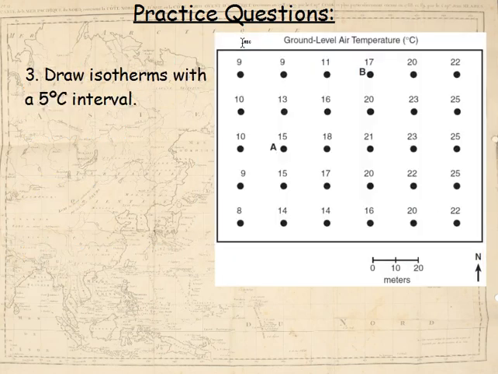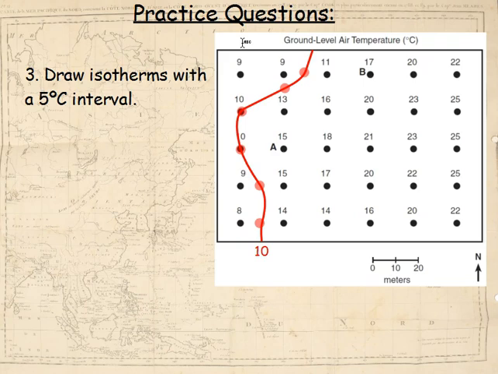Let's look at this one right here. Draw isotherms with a 5 degrees Celsius interval. So since we don't start at 5 degrees Celsius within our field right here, we're going to start at 10 degrees Celsius. We locate the 10 degrees and we draw in the dots, and then we connect them. Notice that we extend to both ends and I label it. It should be 10 degrees Celsius, not just 10. I'm now going to go to the next value.